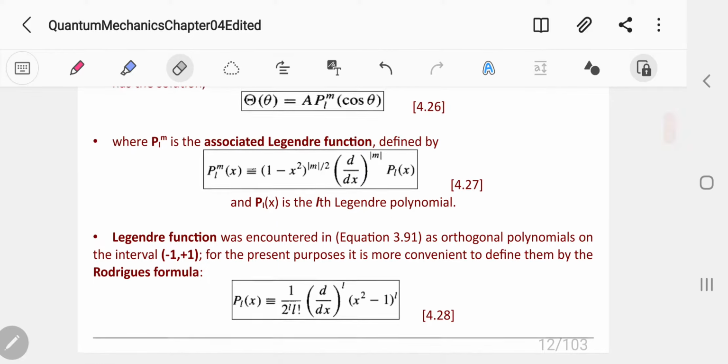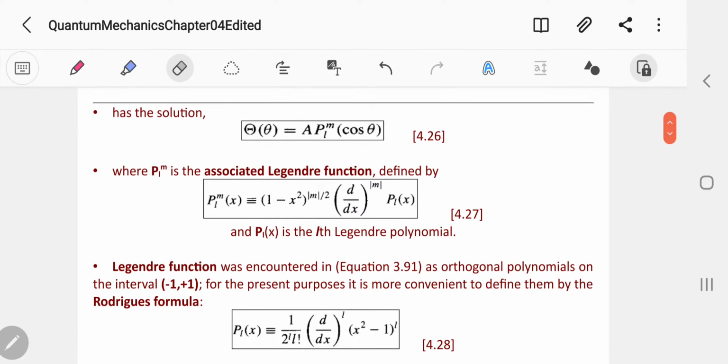We also encountered Legendre polynomials in the previous chapter, so you can review the lectures there. These are the orthogonal polynomials in the interval -1 to +1, and they are generated by the Rodrigues formula, which is this one here.